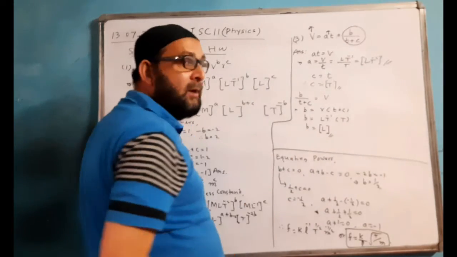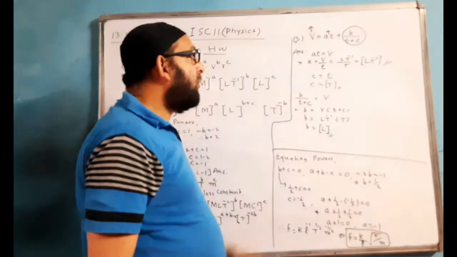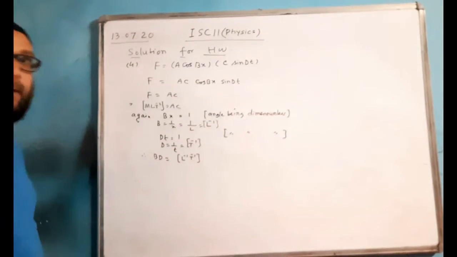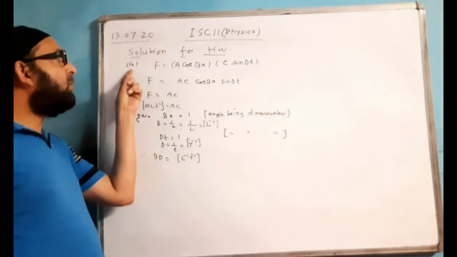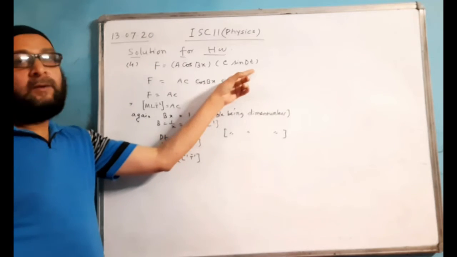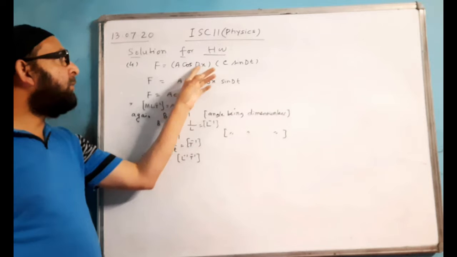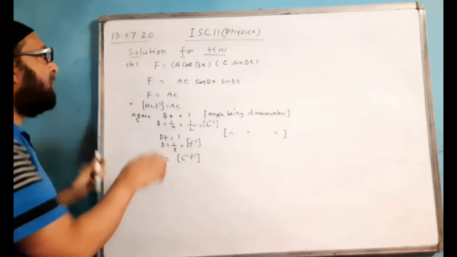So b is equal to L. So this is the solution for question number 3. Okay, see the solution for question number 4. The question was given like this in the form of equation, and you have to find the dimension of AC and BD.